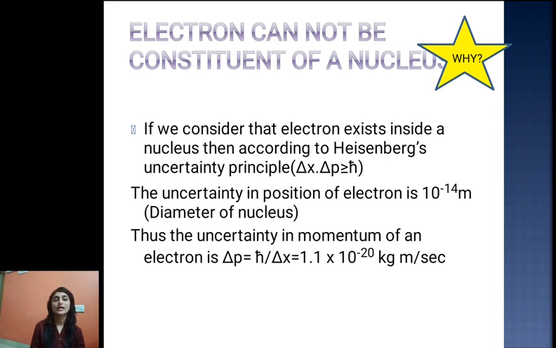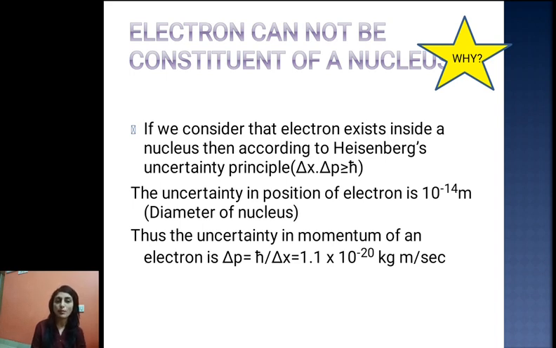Why? If we consider that an electron exists inside a nucleus, then according to Heisenberg's uncertainty principle, delta x delta p should be greater than or equal to h cross. What is Heisenberg's uncertainty principle? We cannot find out the position and momentum simultaneously. So the uncertainty in the position of the electron is at most the diameter of the nucleus. How much can it be? The maximum uncertainty will be 10 raised to minus 14 meter. That is the diameter of the nucleus. You cannot have more than that.